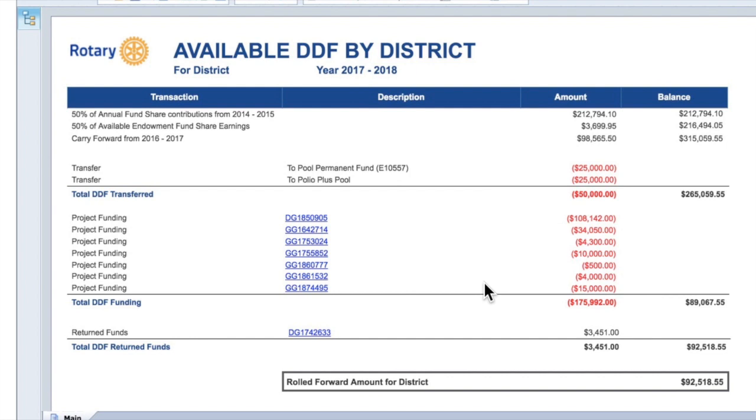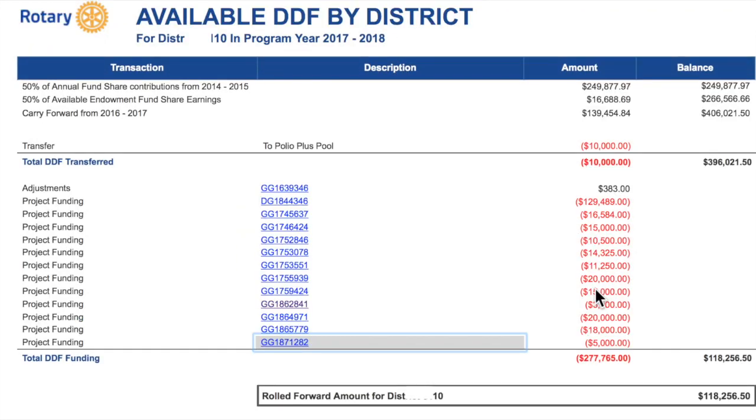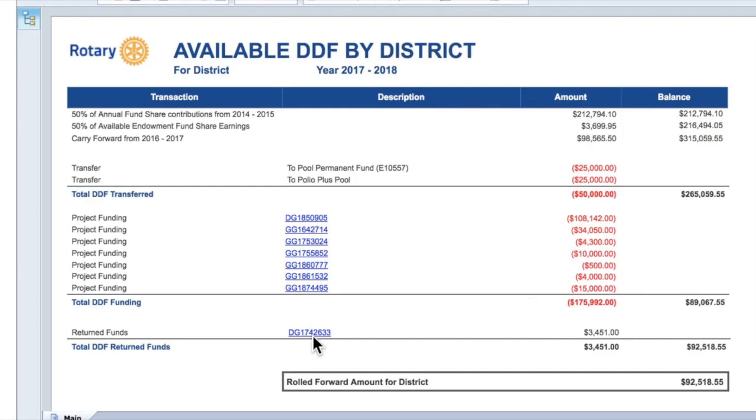Looking at the transactions, the debits and credits down the page, they made a decision to donate $25,000 in DDF to Polio Plus. They did $25,000 into the endowment fund. Then you see their district block grant and 6 global grants that have been funded. And then, a little bit of money came back from a district grant here. So their anticipated amount to be rolled forward would be the 92.5.